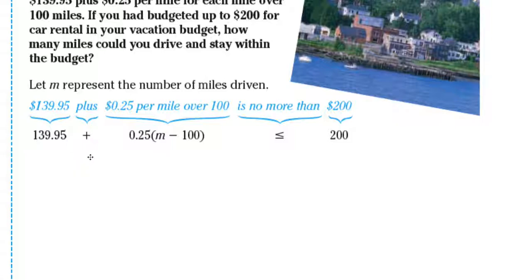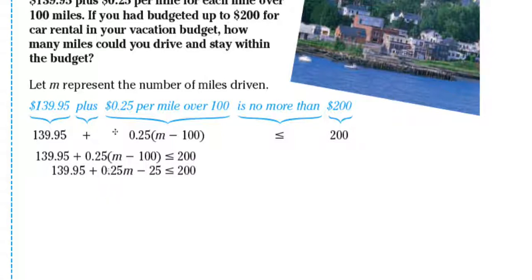And then we solve our inequality. Again, we want to solve for our variable m. That means we need to simplify both sides of our inequality. An expression is simplified when there are no like terms and no parentheses. So we get rid of parentheses by using the distributive property. We distribute 0.25 to m and to 100, and that's how we end up with 0.25m minus 25, because 0.25 times 100 is 25.